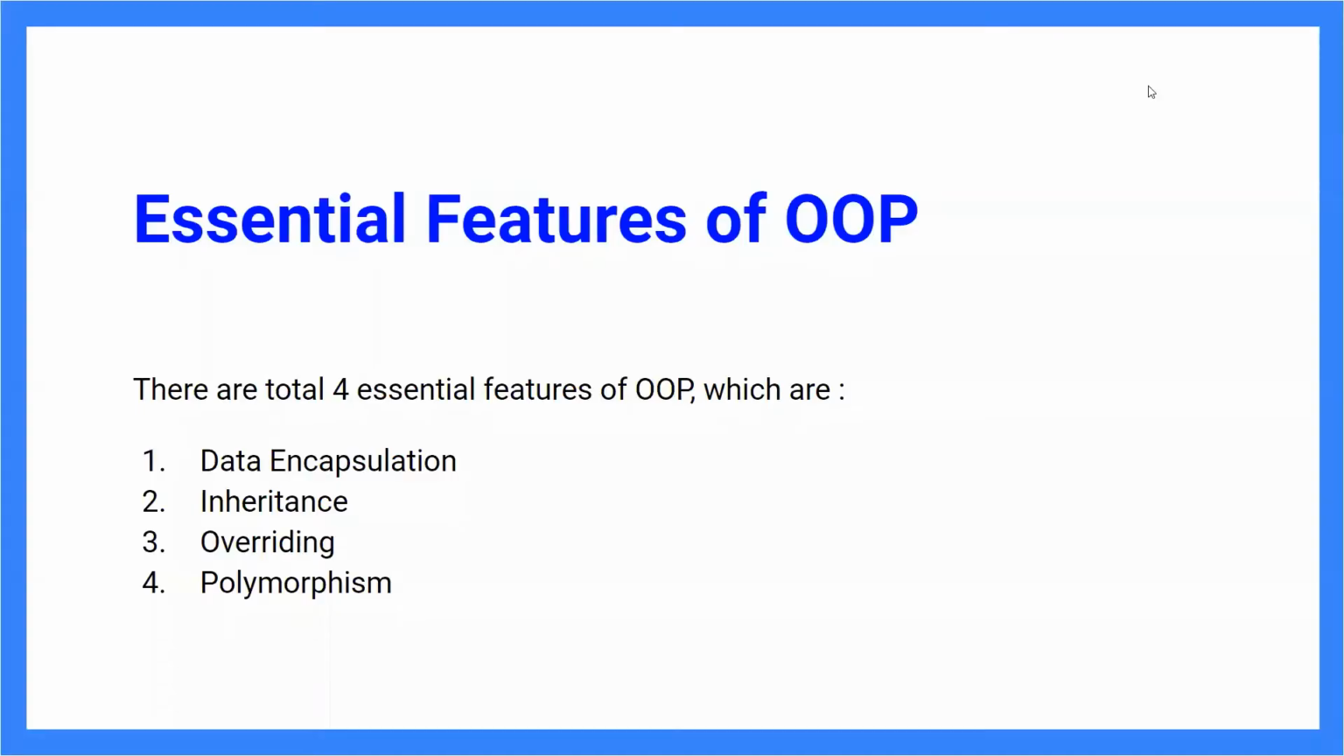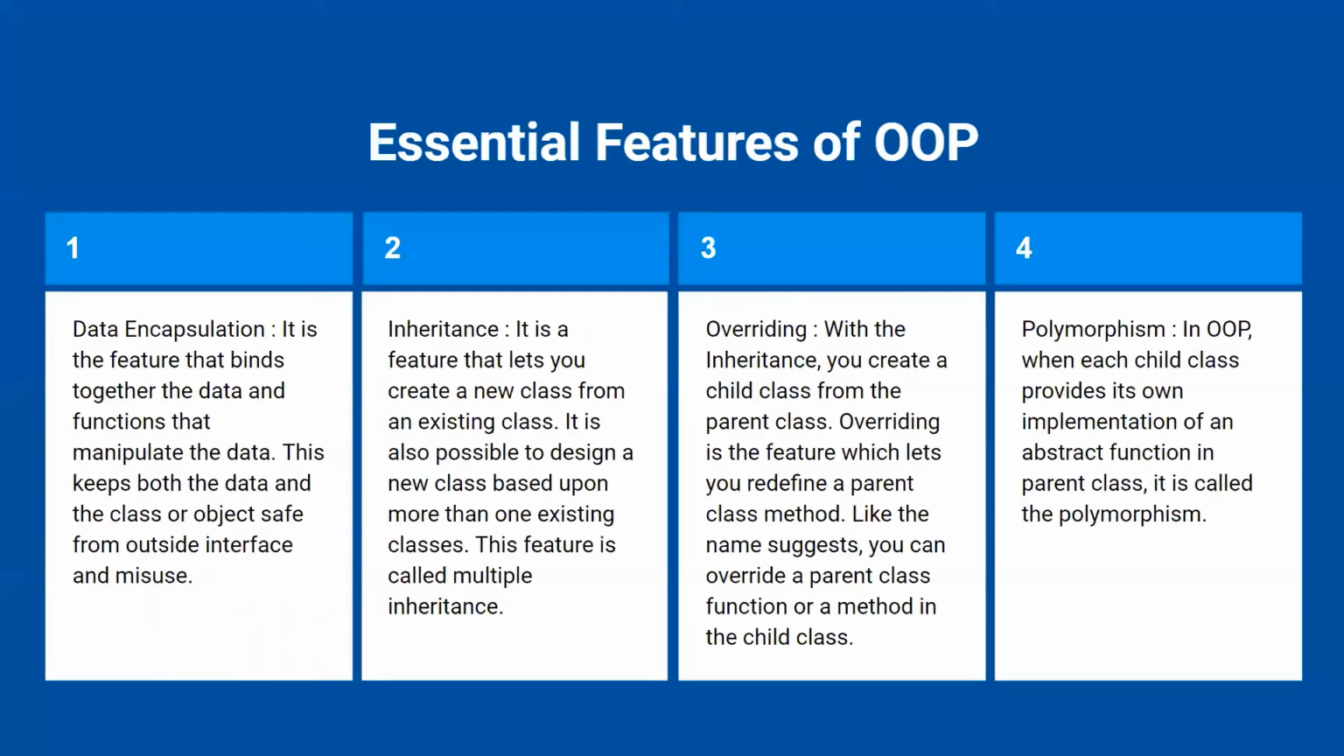Essential features of object-oriented programming. So guys, there are a total of four essential features of OOPS, which are data encapsulation, inheritance, overriding, and polymorphism. Now over to Bhupendra. So guys, here are the essential features of the OOPS.